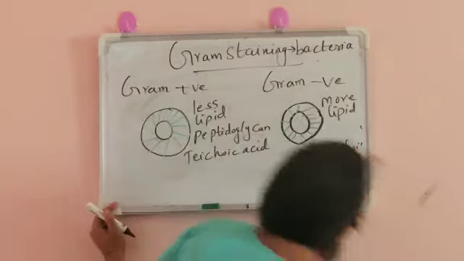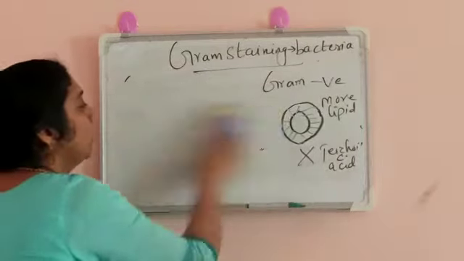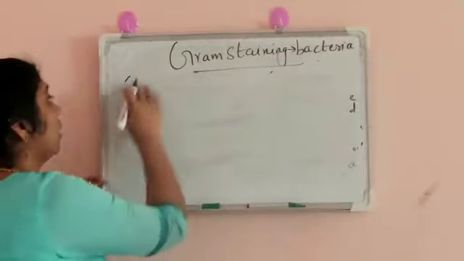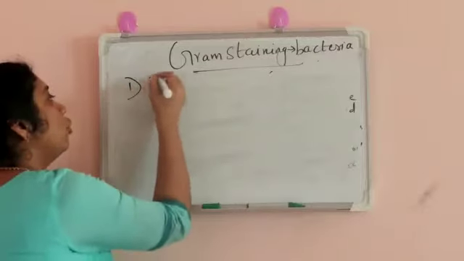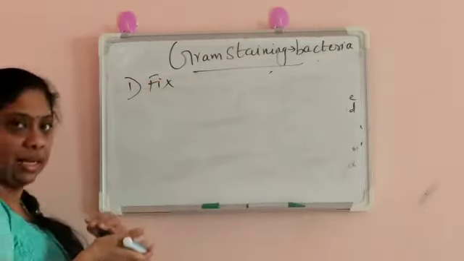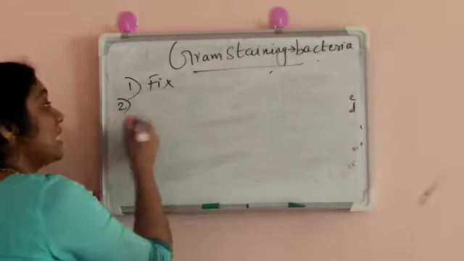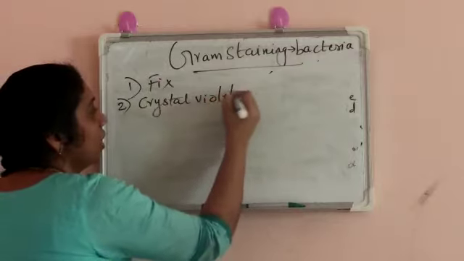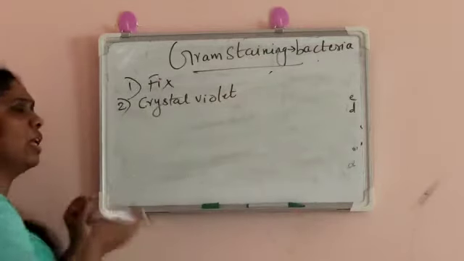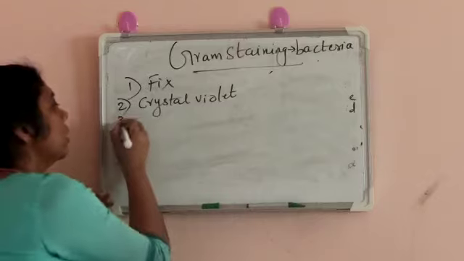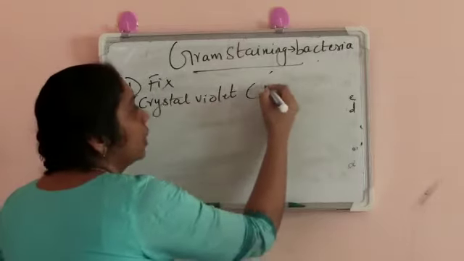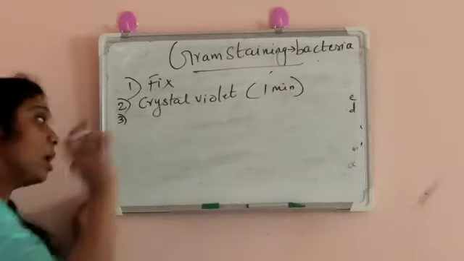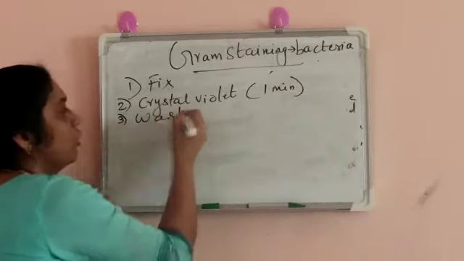Now we will do the procedure. There are different steps. Suppose we are taking a bacteria. First, we have to fix the slide. Second, we stain it with crystal violet and let it stand for 30 seconds to 1 minute. Then we wash it with water.